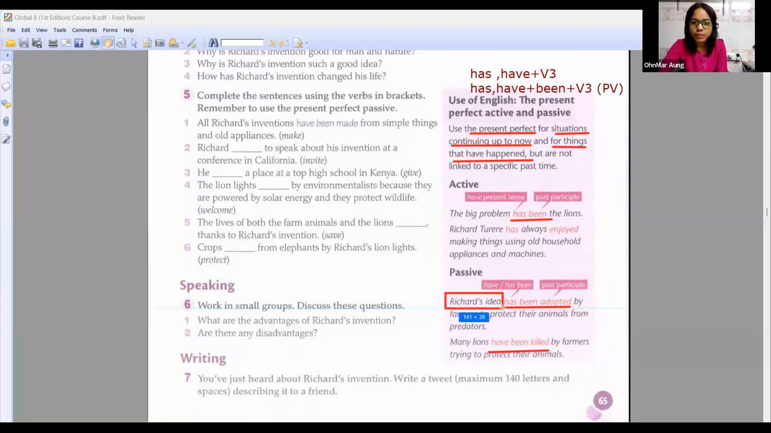So look at passive. Why do we use passive? Because you want to focus on Richard's idea, not the doer. So passive: has been adopted. Many lions, they are not doers in this case. Farmers are the doers. So many lions have been killed. Right? So please do number 5. Practice. Complete the sentences using the verbs in brackets. Remember to use the present perfect passive. Do it quickly. 1 to 6.